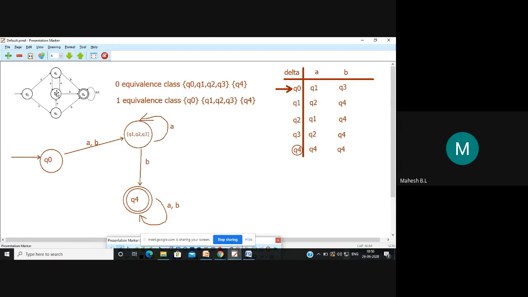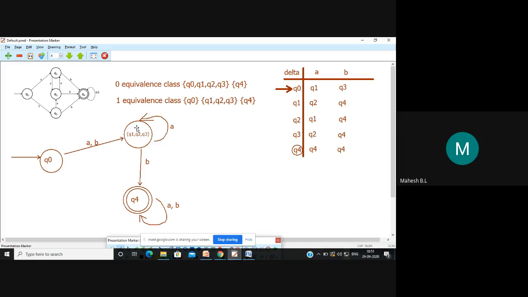See here, Q1, Q2, Q3 are equivalent. What is happening among Q1, Q2, Q3? We have transitions only with respect to A. In Q3, if you encounter A, it goes to Q2. In Q2, if you encounter A, it goes to Q1. That means Q1, Q2, Q3 are just processing A's, which are processed by the self loop here. This self loop can process any number of A's. That's why they are indistinguishable. Q1, Q2, Q3 are the same, so the three of them are combined into one state after minimizing.